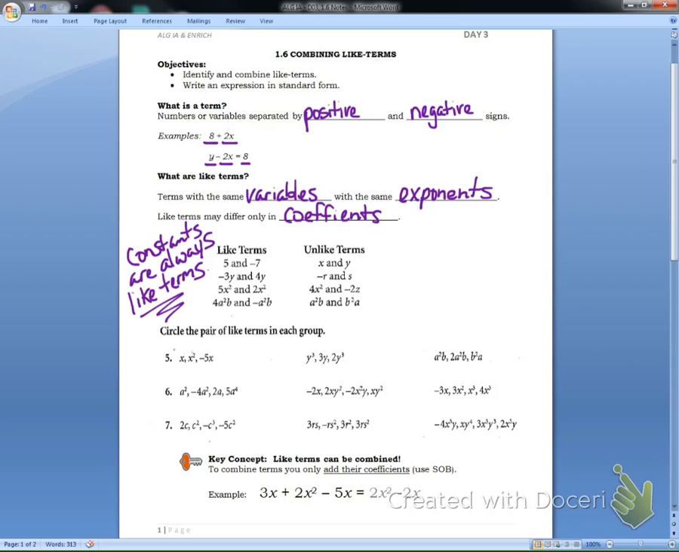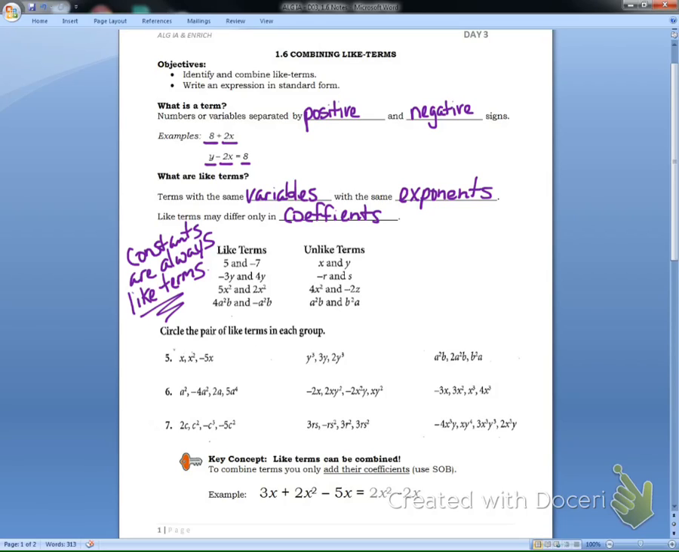5x squared and 2x squared are like terms. They have the same variables, and each one of the variables has the same exponent of positive 2. 4x squared and negative 2z are not like terms. Again, there are different variables, regardless of their exponents. And finally, 4a squared b and negative a squared b are like terms. They have the same variables. Both terms have an a and a b variable in them, and the exponent of 2 is on the a variable. Look at the example of the unlike.